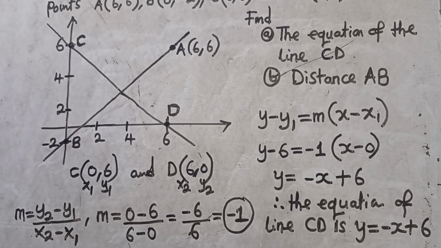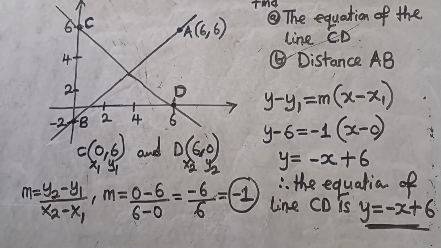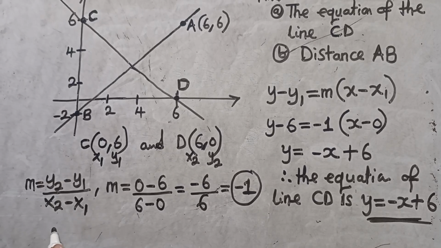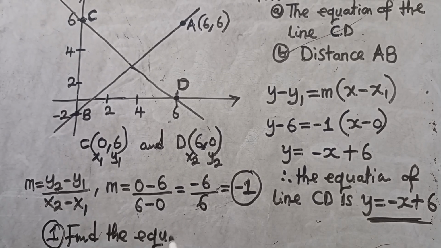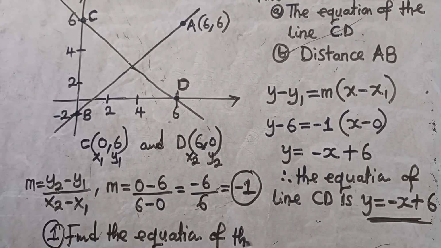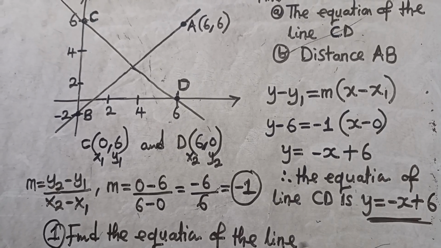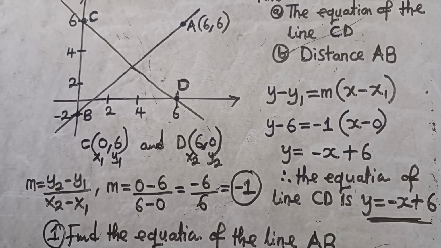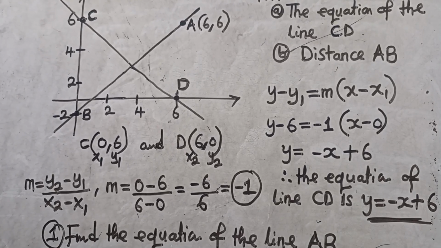Plus 6. This is the answer. So I've found this one. This is your work. Your exercise 1. So exercise 1, I want you to find the equation of the line AB.